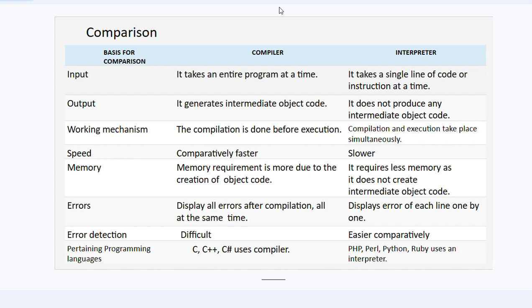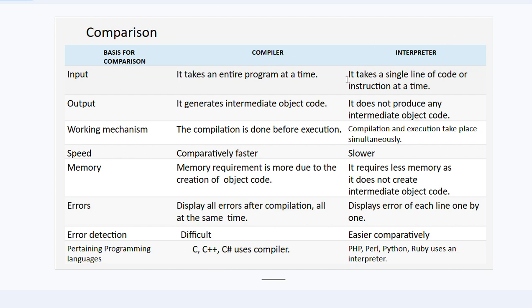So let's understand the difference between compiler and interpreter. While talking about compiler, it takes an entire program at a time. So what does it mean? It takes the entire program at a time. It means that the entire program will compile all at the same time, and all errors will be presented at the same time.